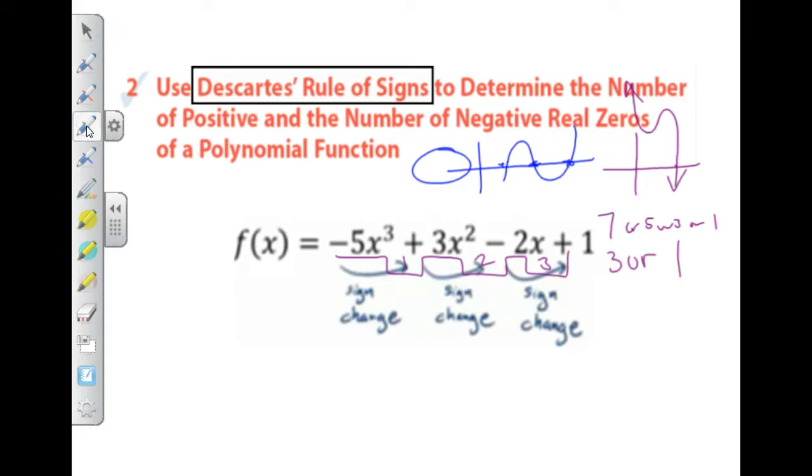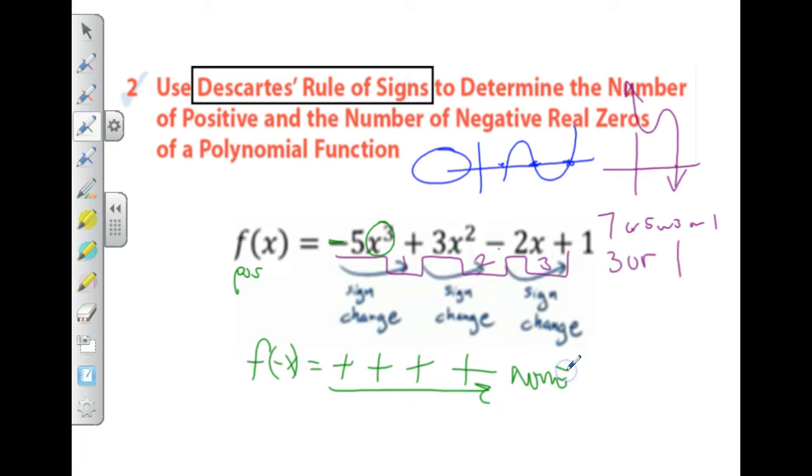These are the positives though. To find the negatives, I would replace x with negative x. And let's multiply. Negative x cubed is negative times this negative is positive. Negative x squared is positive times a positive 3. Negative times negative is positive, and this is positive, so look at that. No sign changes. That's kind of interesting. So that means don't look for any roots that are negative.